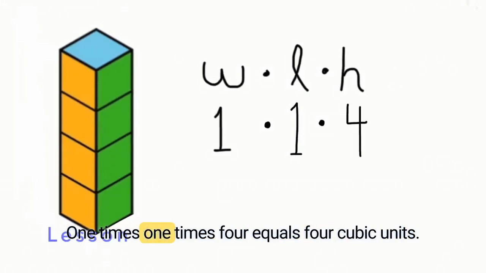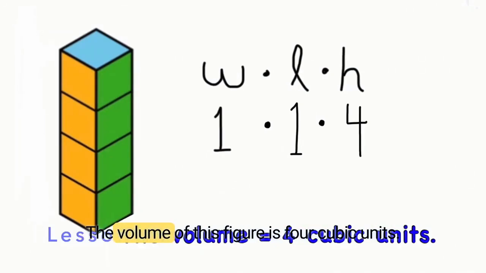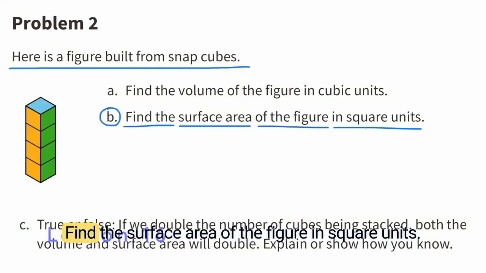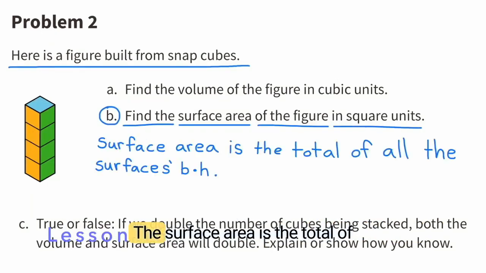1 times 4 equals 4 cubic units. The volume of this figure is 4 cubic units. B. Find the surface area of the figure in square units. The surface area is the total of all the surfaces, base times height.